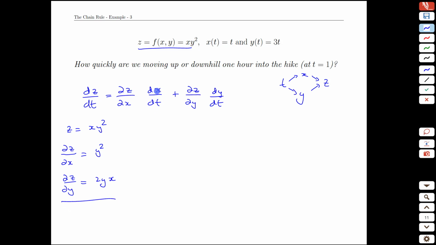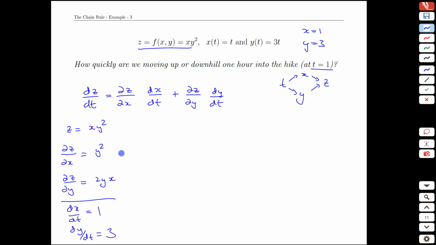Then we can also take a look at x with respect to time. Well, that's actually pretty easy. It's just the derivative of t with respect to t, so that will be 1. And dy dt, going up to here, y is 3t. Take the derivative of that with respect to time, we get 3. And the only ingredient we need to fill in, we still have variables here, not values yet. At t equals 1, that means x equals 1, and y equals 3 times 1, so y equals 3.